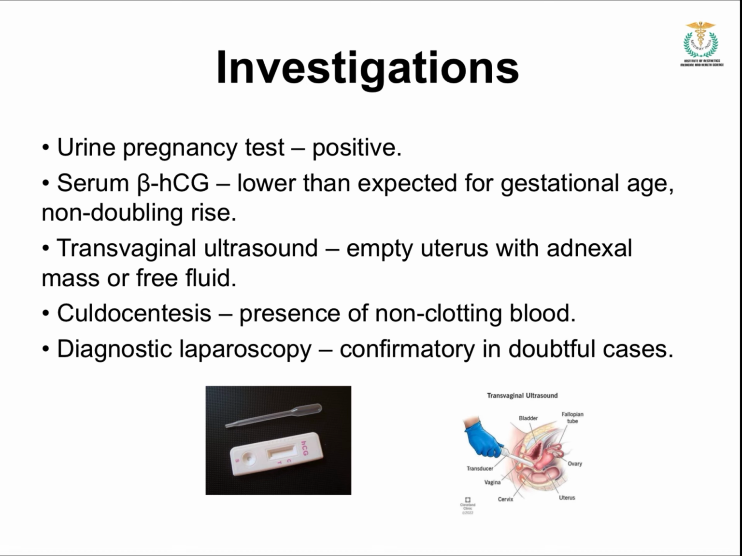Here, very important is if beta HCG is high and transvaginal ultrasound is empty, think of ectopic pregnancy or early intrauterine pregnancy with very early implantation. So repeat the test or proceed if the patient is unstable. So that is the important point here, investigations. So that is all about the ectopic pregnancies.